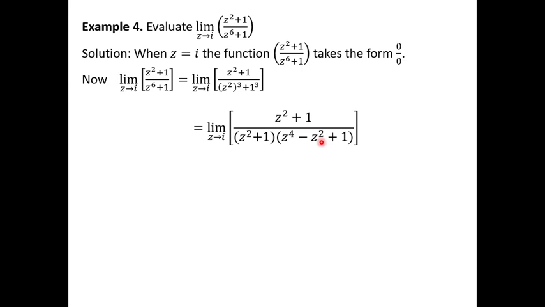Now z square plus 1 and z square plus 1 get cancelled. Remaining is 1 divided by z to the power of 4 minus z square plus 1. Now put z equal to i. 1 divided by z to the power of 4 means minus 1 into minus 1, that is plus 1. Again minus into minus 1, that is plus 1. We get 1 by 3.